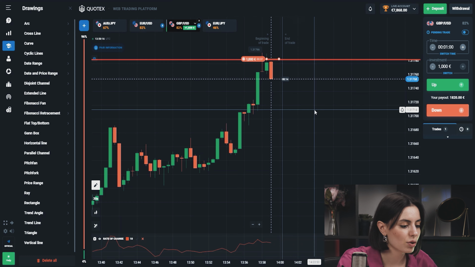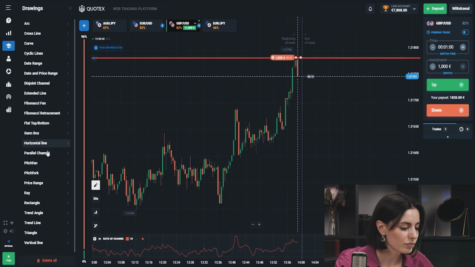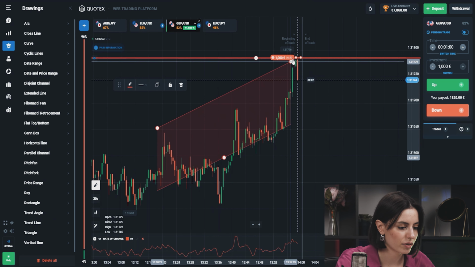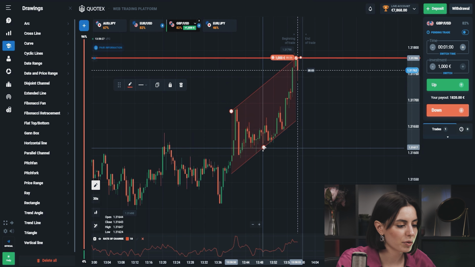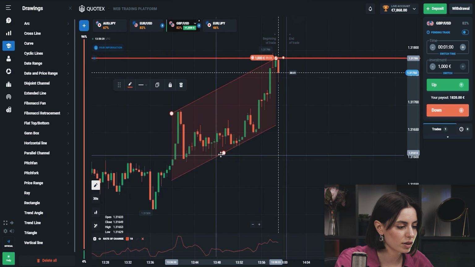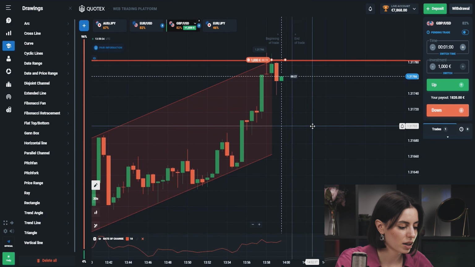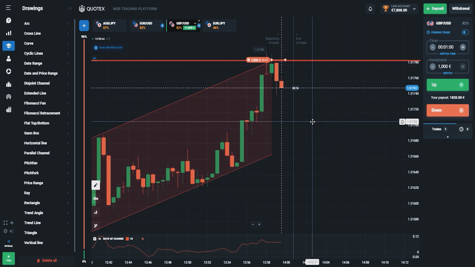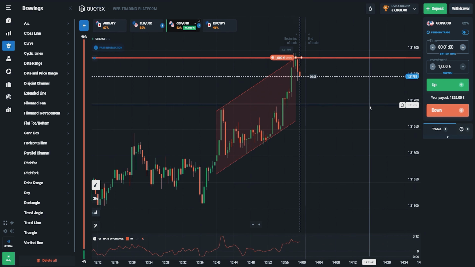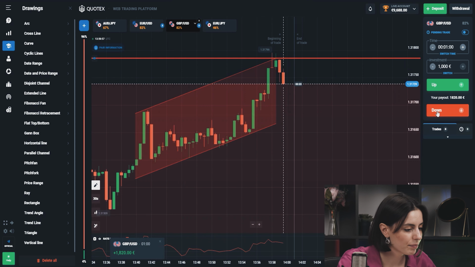I'm just going to show you more precisely with the tools, with the horizontal line and the parallel channel. You may see it. The change is awaited, the peak point is there, and we are getting down. So the victory we predicted, that's perfect.